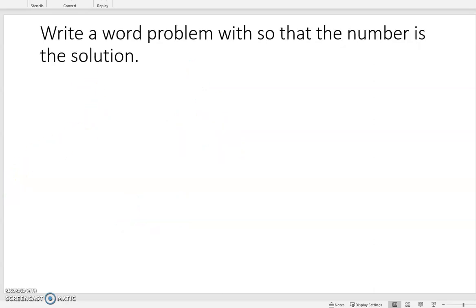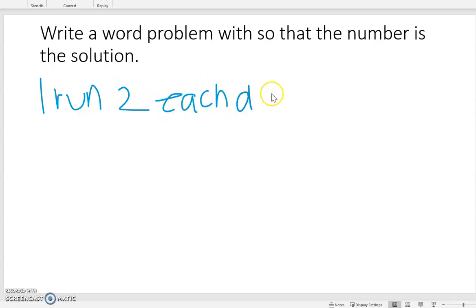For slide 5, you're asked to write a word problem so that your number is the solution. So you can use any topic you want. It could be adding, subtracting, multiplying, or dividing, as long as the answer to the problem is your original number. So for example, I could say, I run 2 miles each day. How far do I go in 3 days?